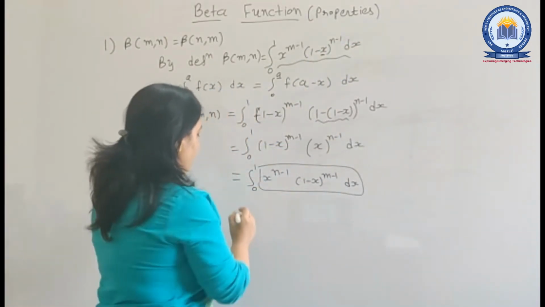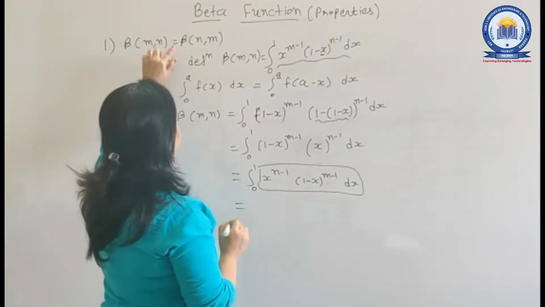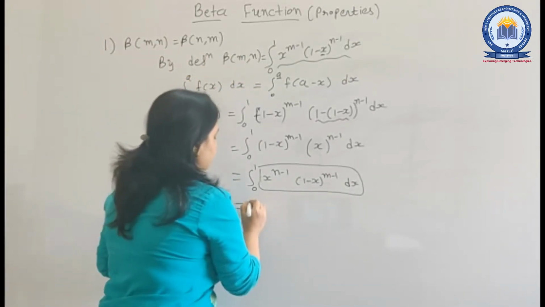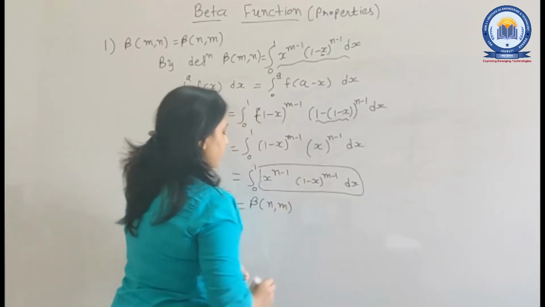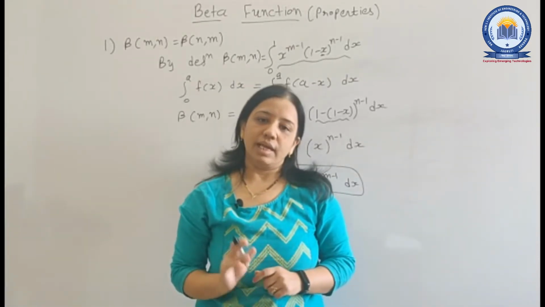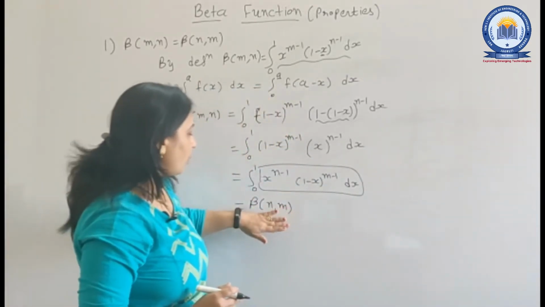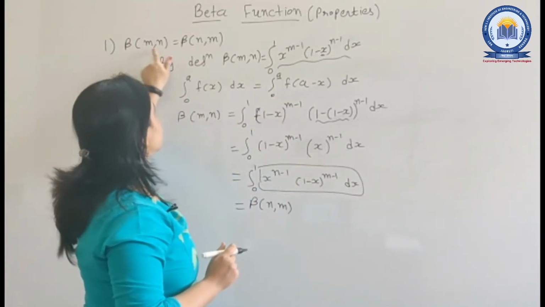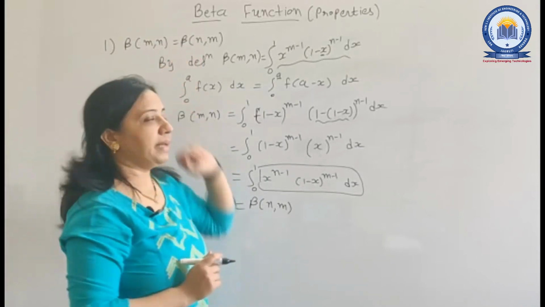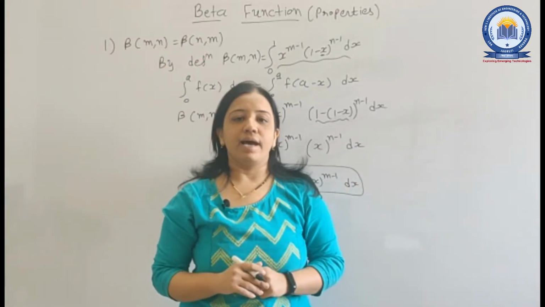So we can write this is beta(m,n), and this can be written as beta(n,m). That means you can replace n with m. So both are the same. So that is your first property, beta(m,n) equal to beta(n,m).